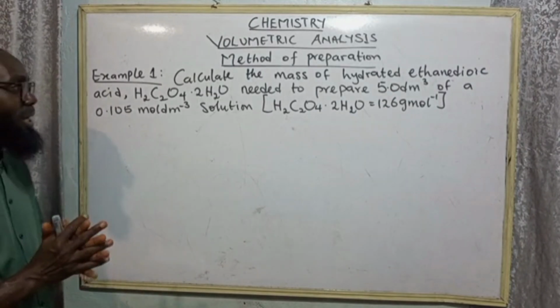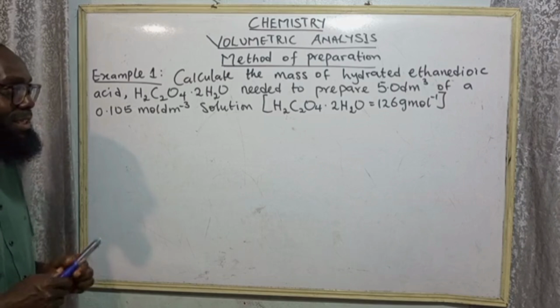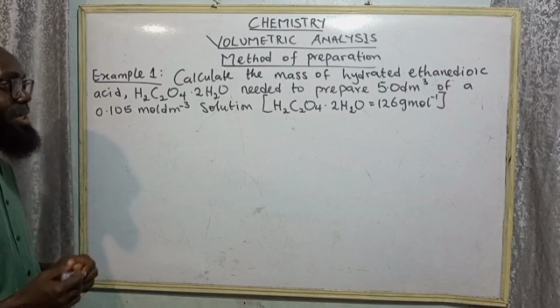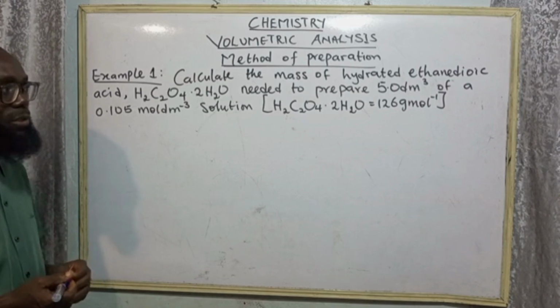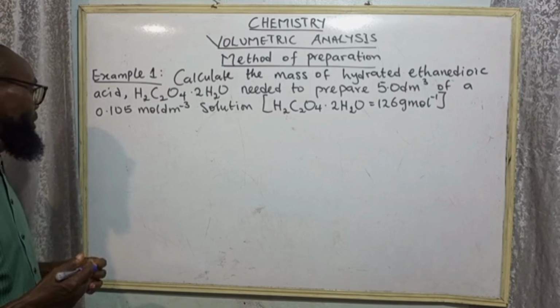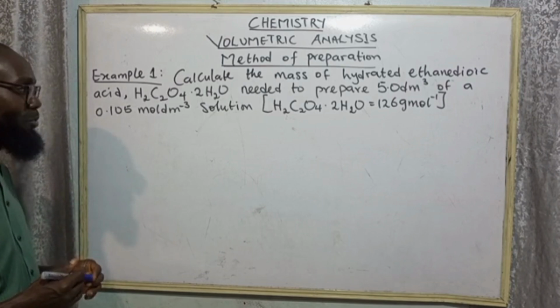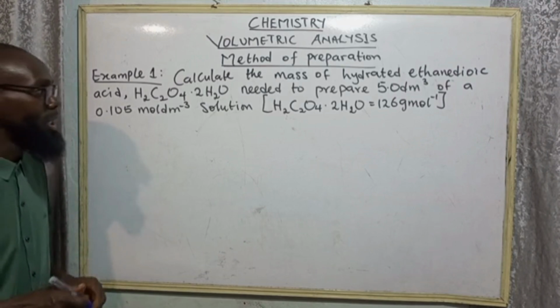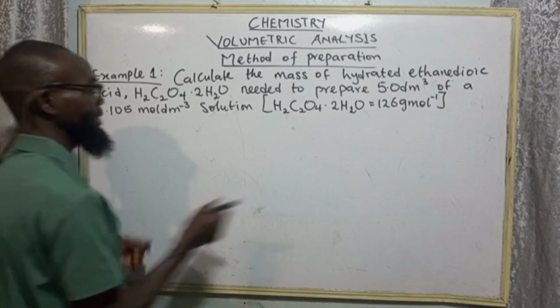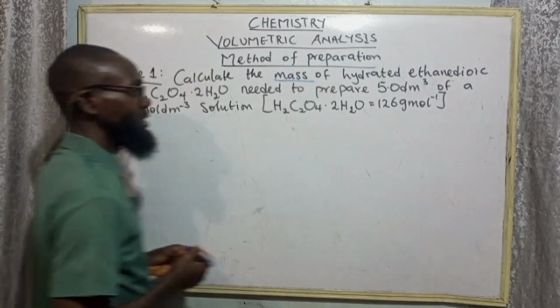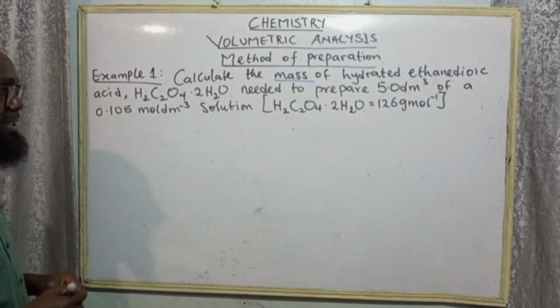Now, let us look at some examples to support this method. Example 1. Calculate the mass of hydrated ethanedioic acid needed to prepare 5.0 dm cube of 0.105 mole per dm cube solution. Don't forget, we want to get the mass of hydrated ethanedioic acid.